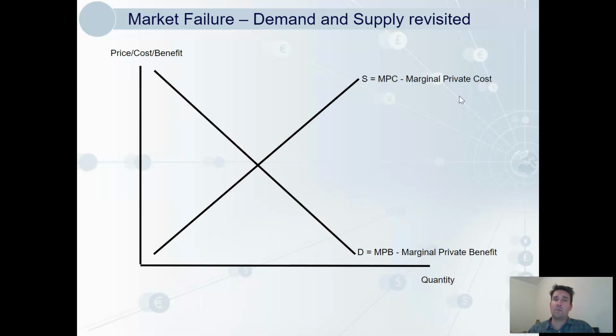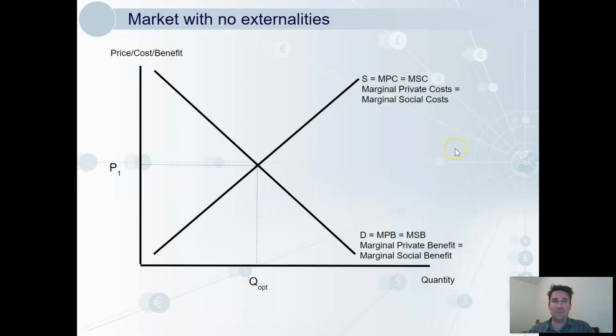Now, these are only the costs and benefits to the parties involved. So we'll actually call these marginal private costs and marginal private benefit. This is what a market looks like when there are no effects on unrelated third parties. Social costs are equal to the private costs. All the costs that exist are those borne by the decision maker. Likewise, all benefits go to the decision maker, none to third parties. So the market with no externalities.